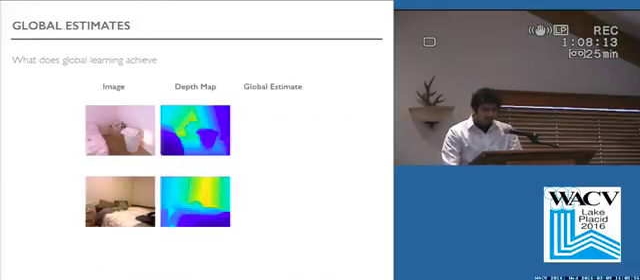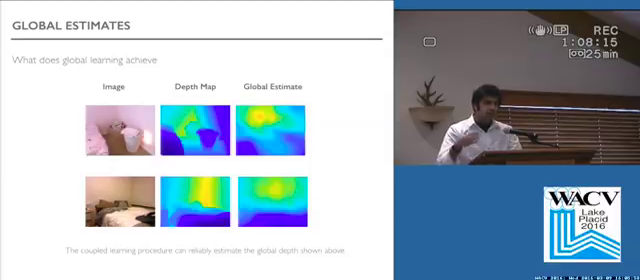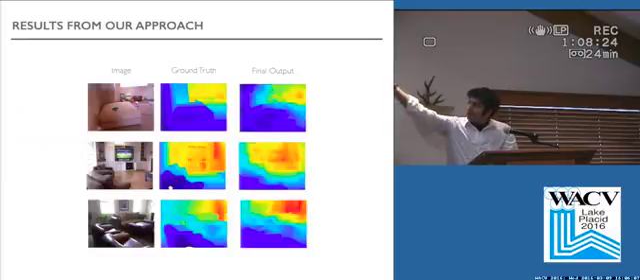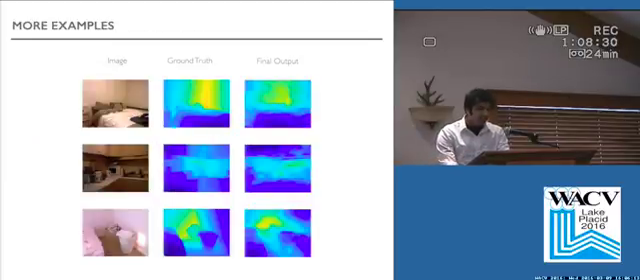So after doing this, we find that the best model and dictionary that are jointly learned actually produce global estimates like this, which after a refinement stage will end up producing final results like that, as you can see on the right side. Now, here's some more examples of indoor scenes. As you can see, we capture both high-level and low-level image details here.